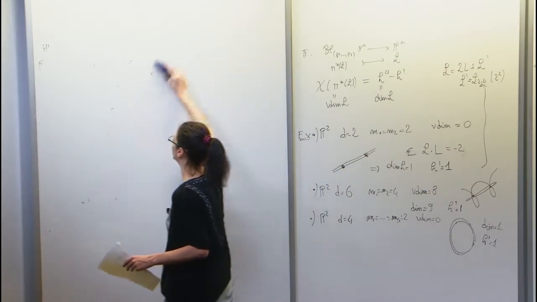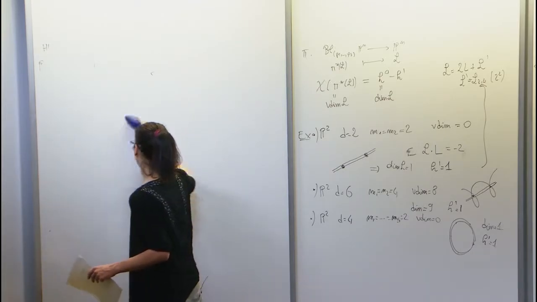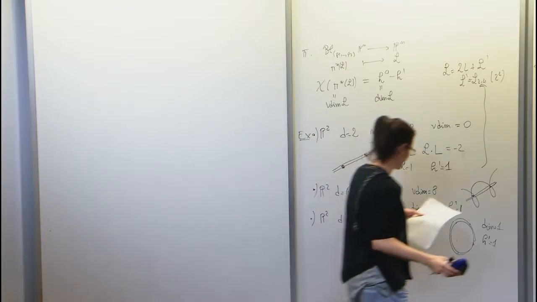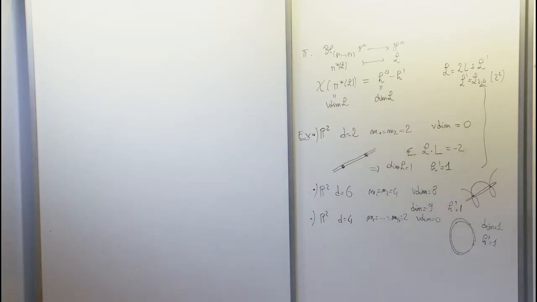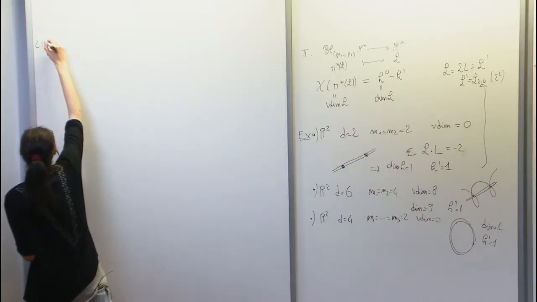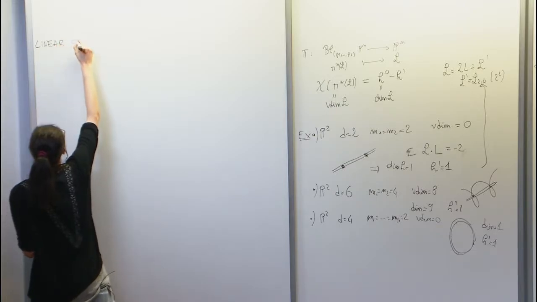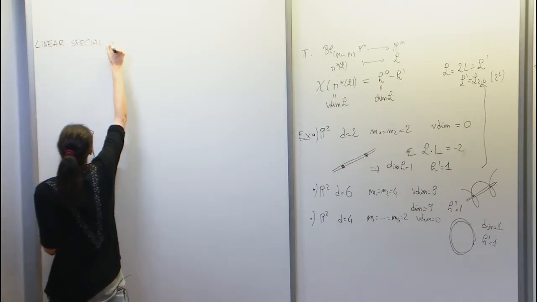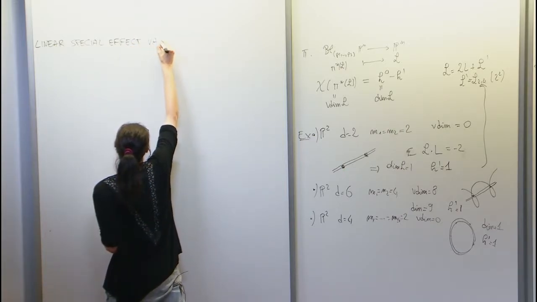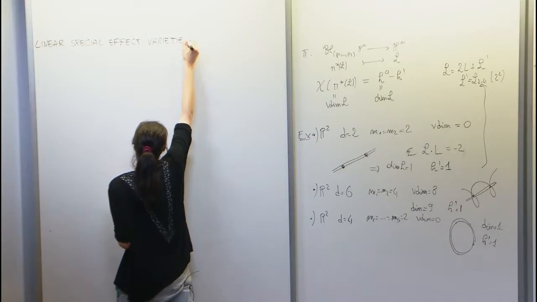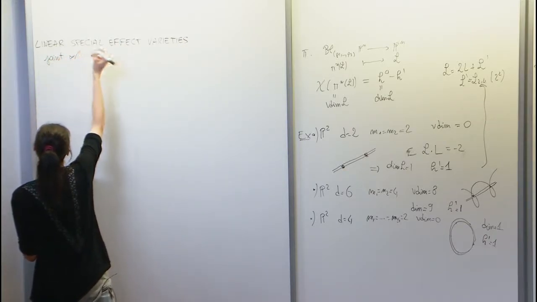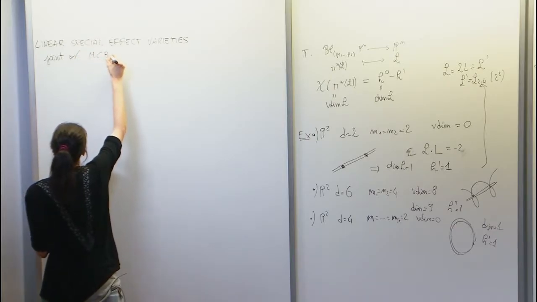So let's consider the cycles of the base locus, which are linear subspaces of my projective space Pn. So I'm going to talk about linear special effect varieties, such as the line there. And this is joint work with Maria Chiara Brambilla and Olivia Dumitrescu.